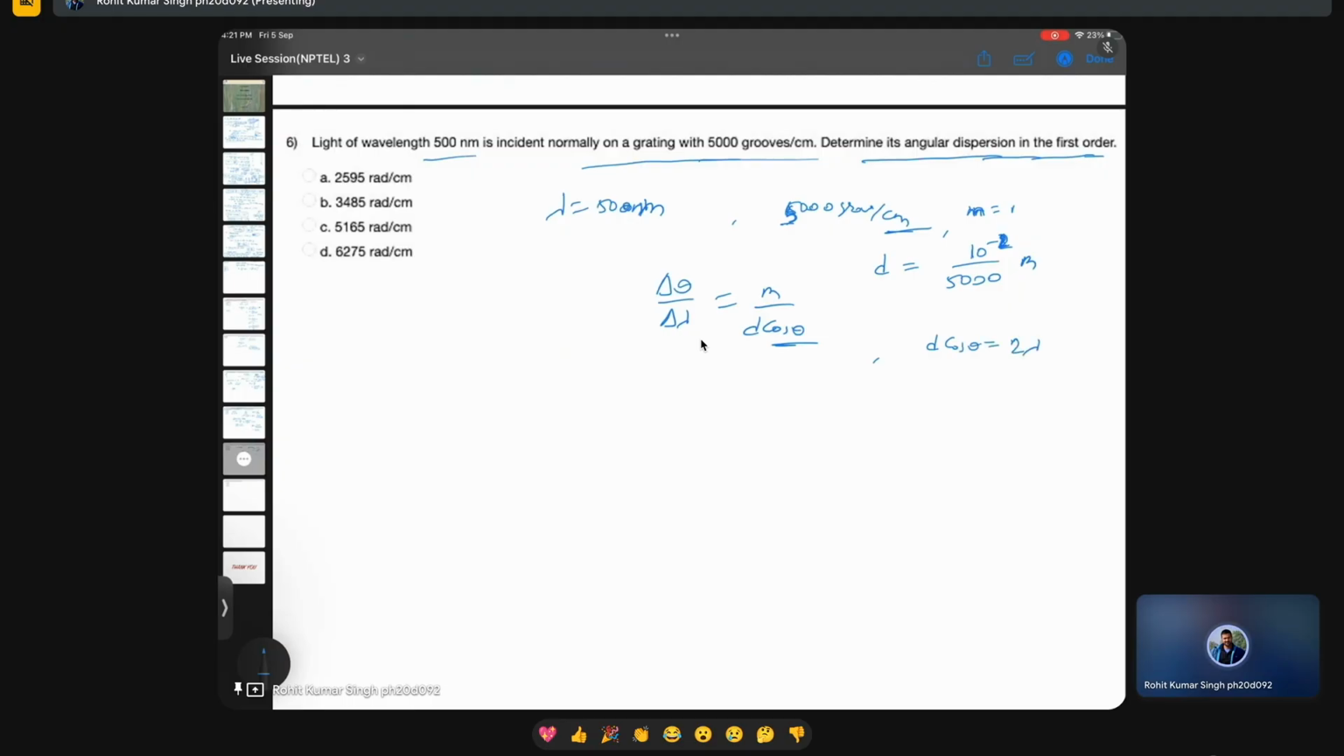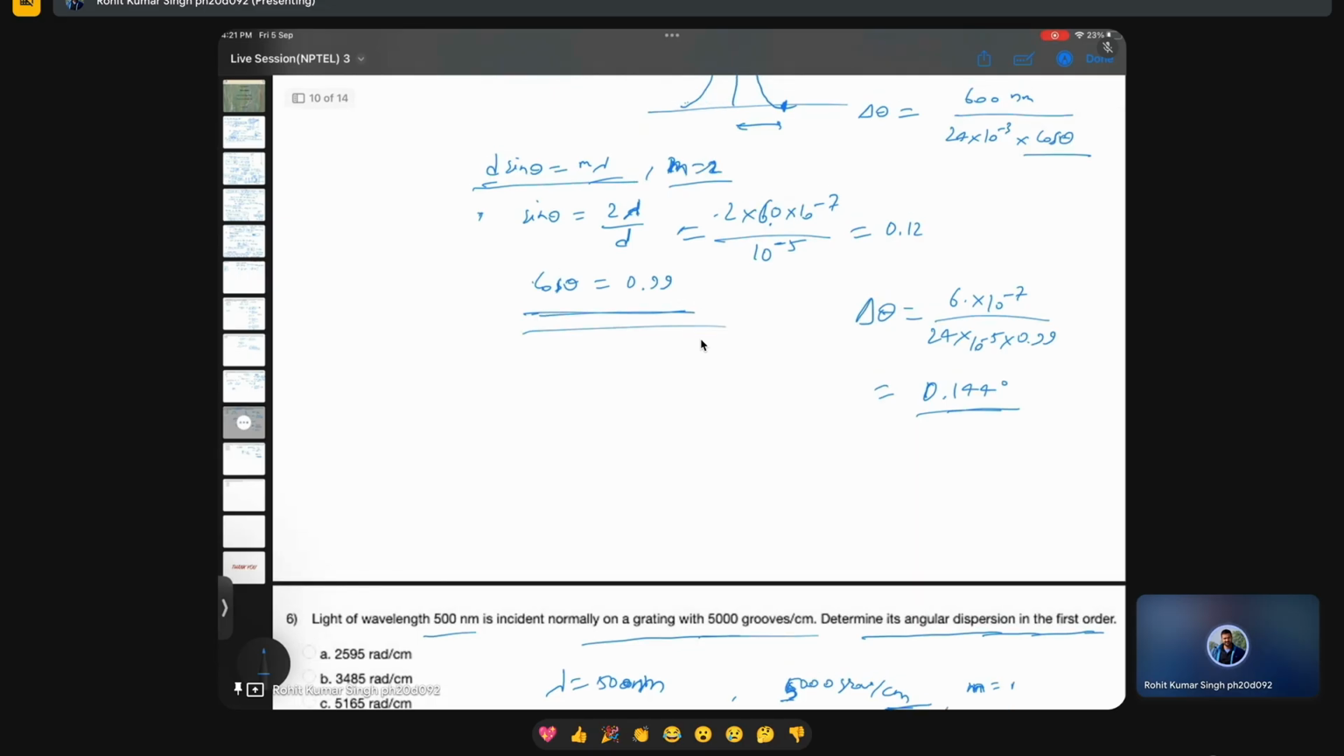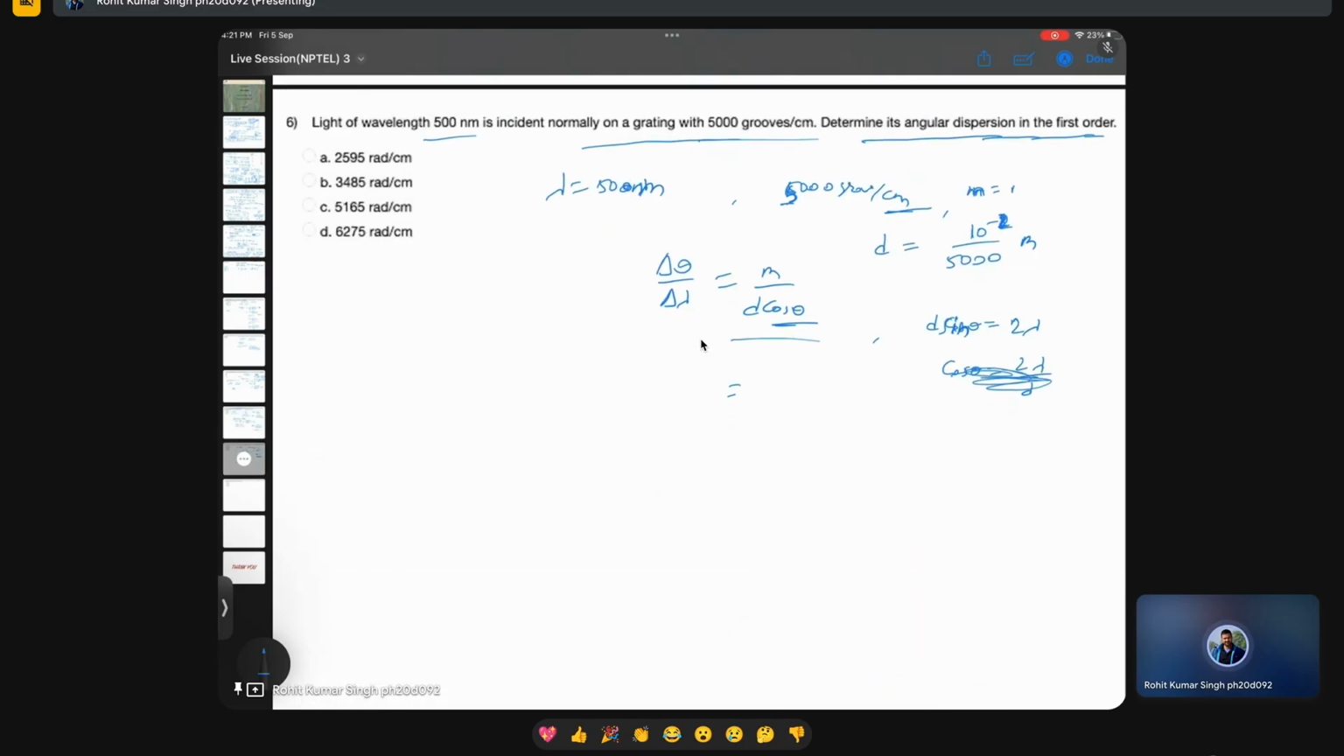So from here, cos theta will be 2 lambda by d. If you put it here, oh sorry, no, this is sine theta, sorry. Yeah, this is sine theta. So again, like here we can calculate cos theta and put it here, and you will get that.